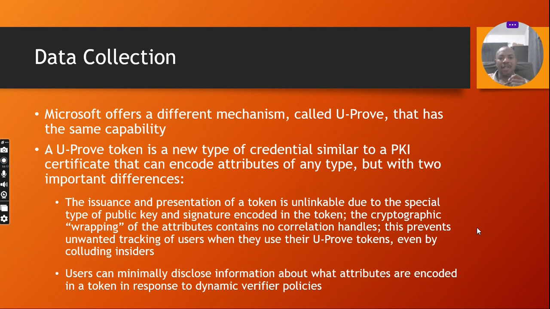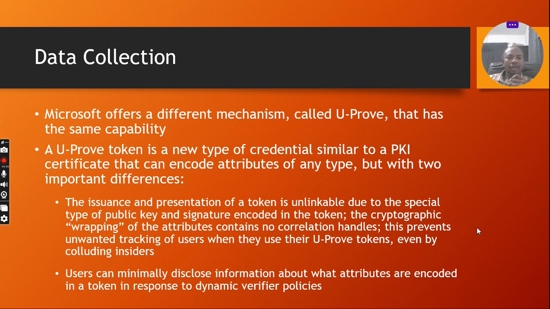The Microsoft offer, the same mechanism, they call it the U-Prove. Okay, and it has the same abilities, the same capability as the identity mixer. A U-Prove token is a new type of credential, similar to the PKI certificates, that can encode attributes of any type, but with two important differences. What are the two important differences between the U-Prove and the normal PKI certificates or the normal identity mixers?